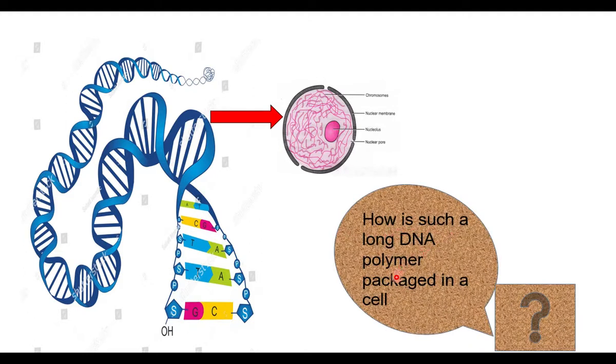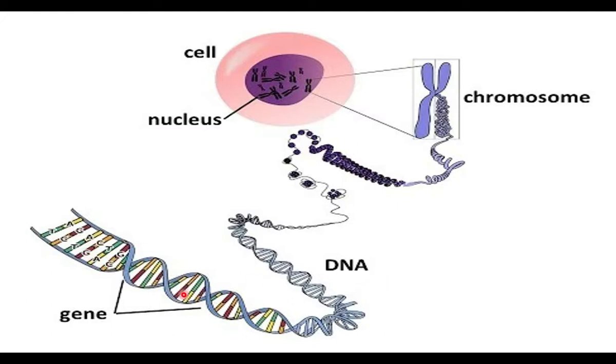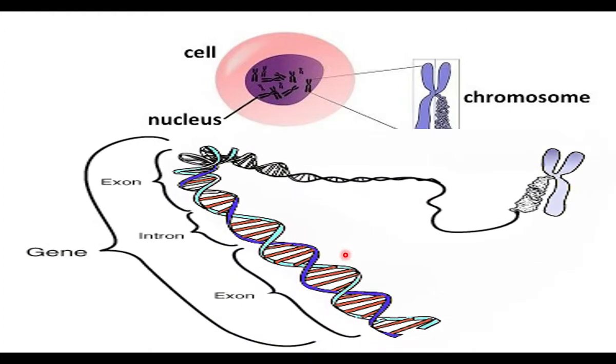How is such a long DNA polymer packed inside the cell? Let us see step by step. DNA is a long structure made up of many genes. The DNA coils again and again to form chromosomes. Then the chromosomes are kept inside the nucleus. The chromosomes are formed by the coiling of the DNA. Because of the coiling of DNA, it is possible to keep a long DNA inside a small nucleus. The DNA coils and forms chromosomes.